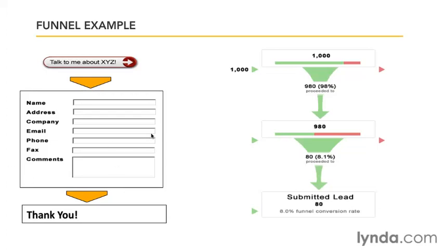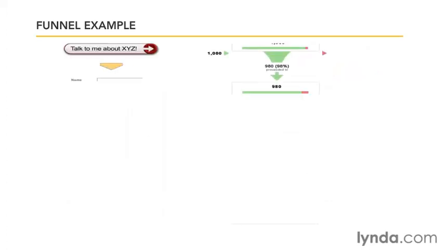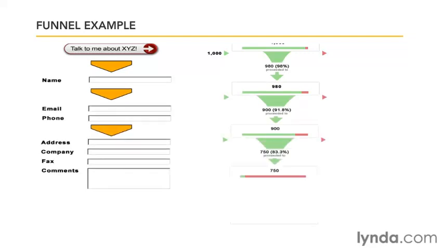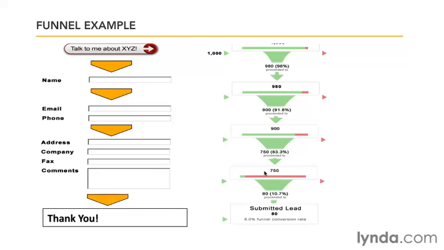Something in this form is causing a problem. So one option is a multi-step form to identify these problematic areas. We take the same form and break it up into a few different steps. And what we see here is that there is a particular part of the form that is causing a massive bottleneck.